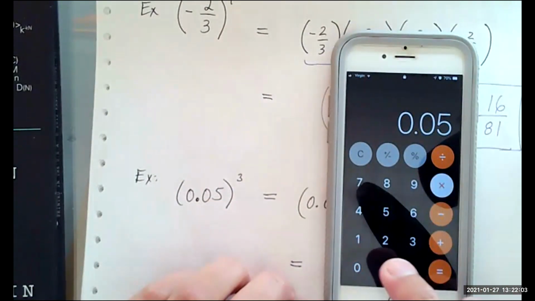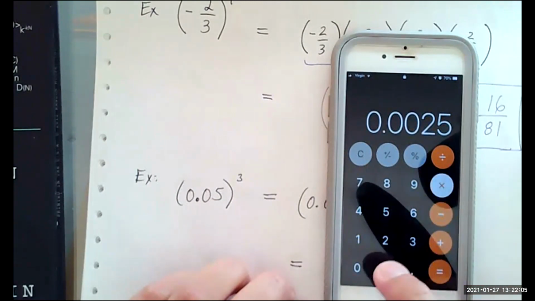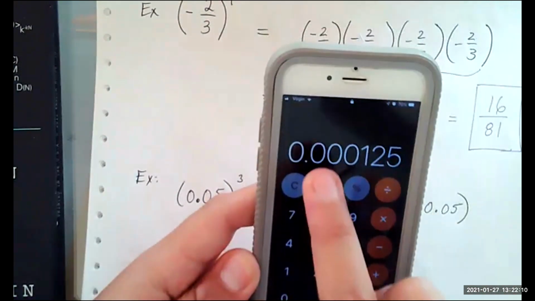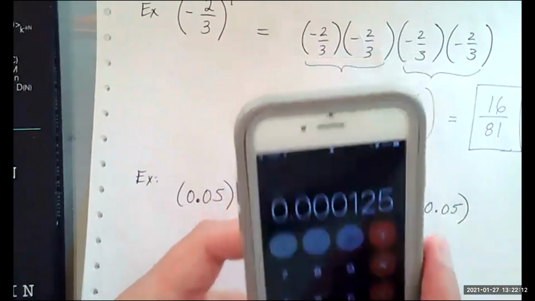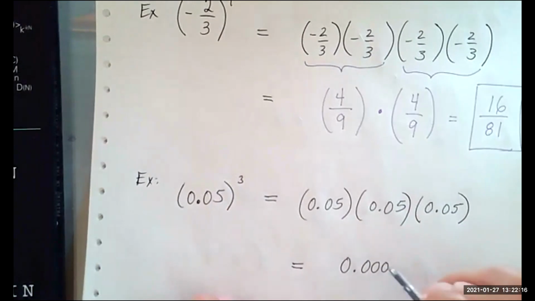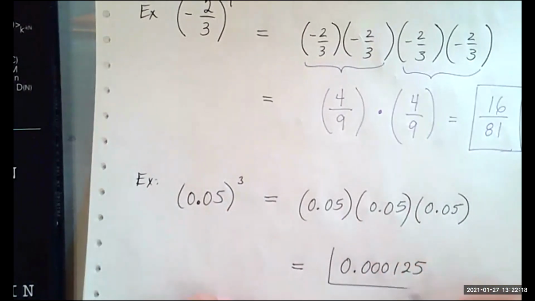0.05 times 0.05 times 0.05, 0.000125. So I'll put 0.000125, and I'll call that a day.